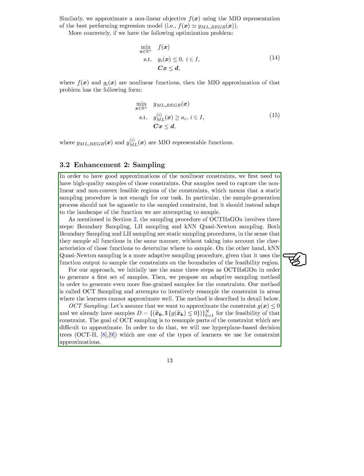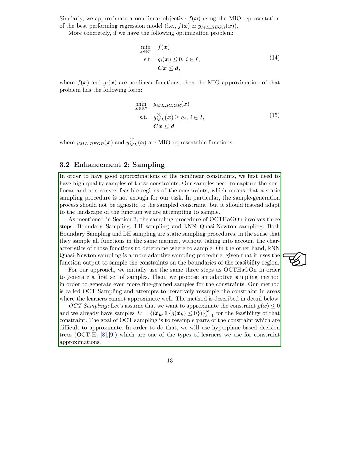In our previous work, we used a three-step sampling procedure: boundary sampling, LH sampling, and KNN quasi-Newton sampling. The first two are static procedures, meaning they sample all functions in the same way, without considering the characteristics of those functions. The third, KNN quasi-Newton sampling, is more adaptive, as it uses the function output to sample the constraints on the boundaries of the feasibility region.